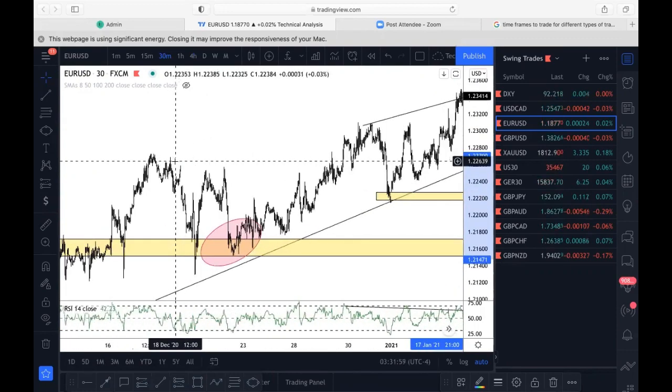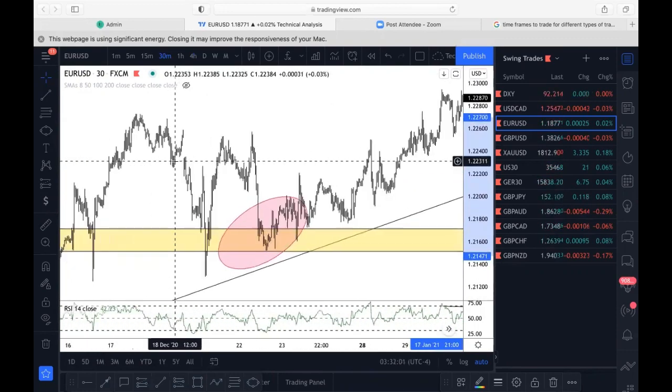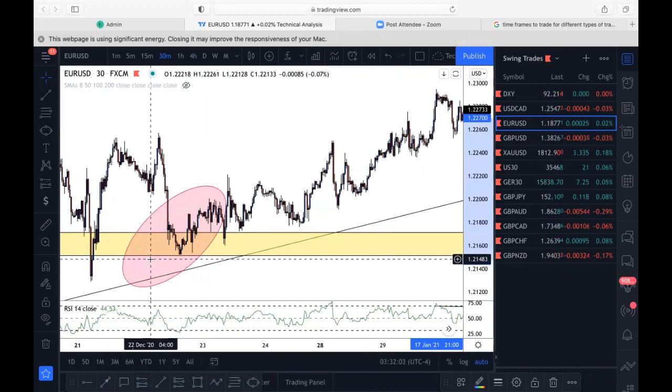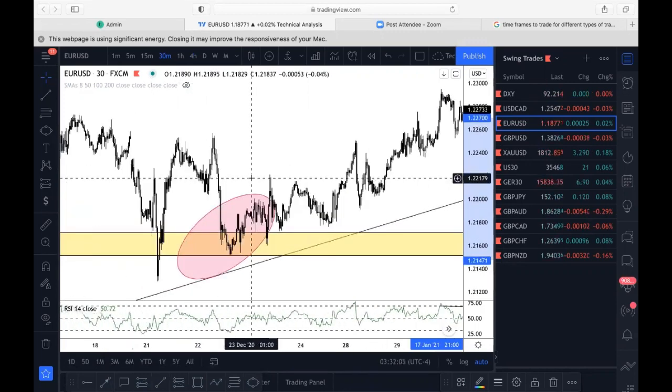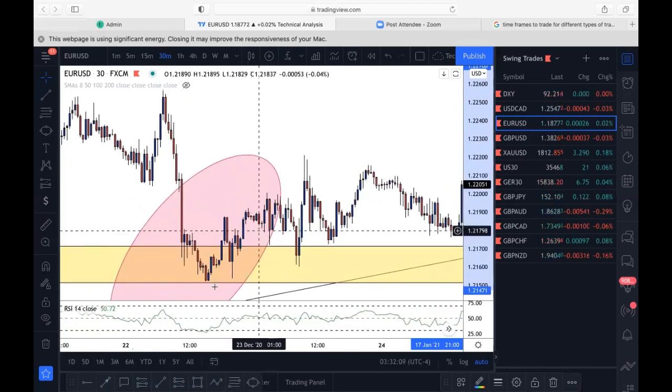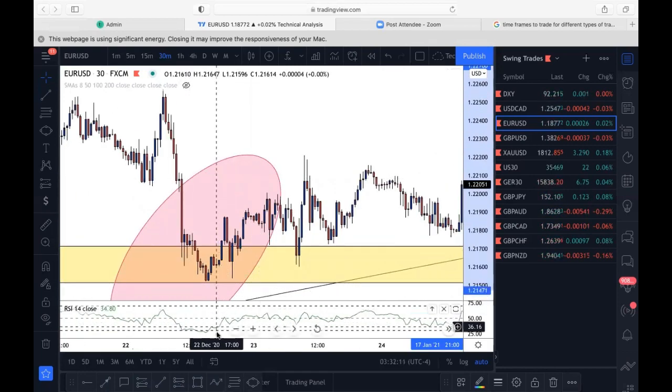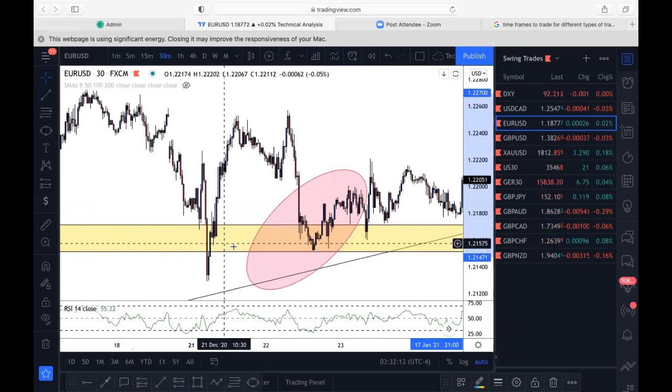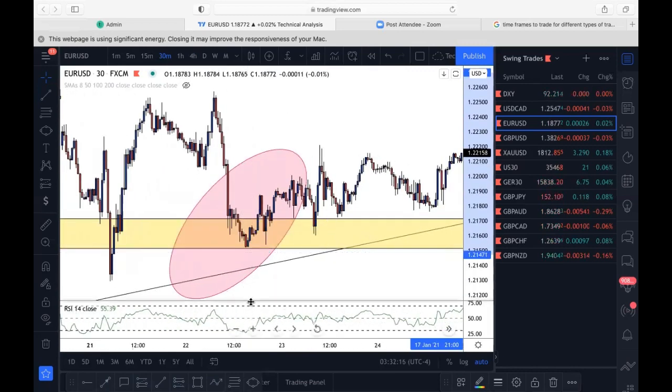Okay, so the first entry example, remember on a 4-hour time frame, we broke this area and retested. Now for the retest, what you're looking for is confirmation. We're on a 30-minute time frame.